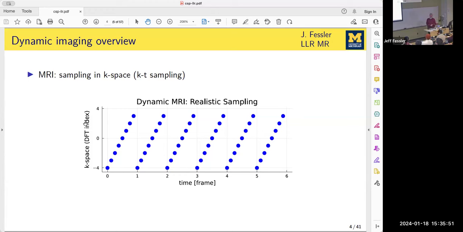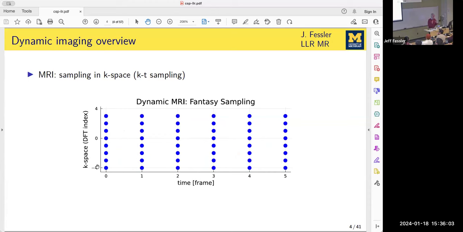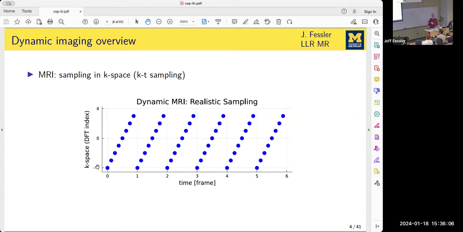So what we do in practice, in traditional clinical MRI or dynamic MRI anyway, is take this set of points and pretend they were all collected at the same point in time, just like this fantasy picture here. And we take an inverse FFT and say that's a picture of what the patient was like at that point, well, that interval in time. And then we go on to the next group.